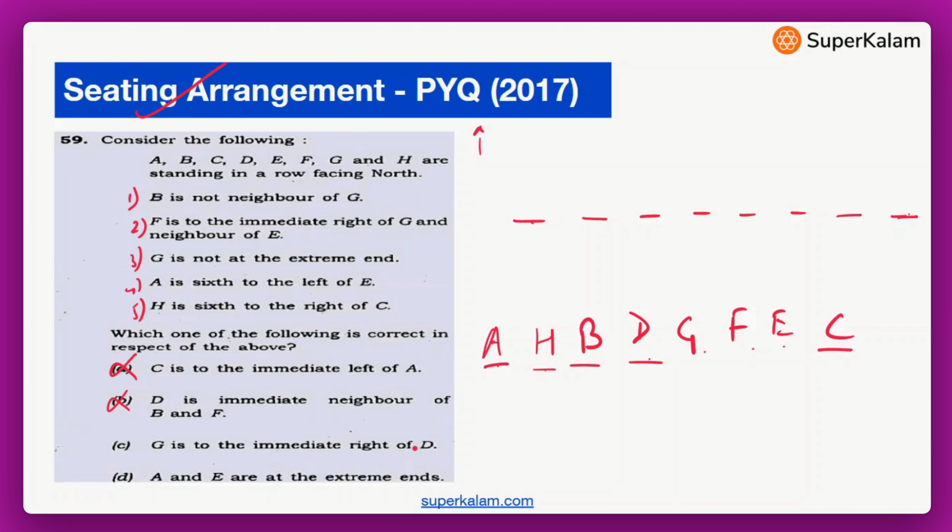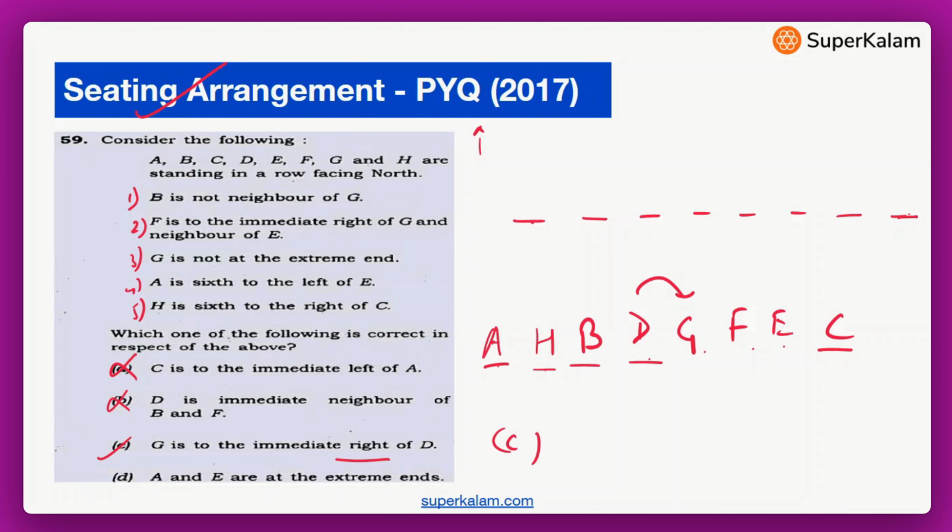G is to the immediate right of D. If we take D, yes, G is on the immediate right of D. This is right. And A and E are at the extreme ends? No, not at all. A and C are at the extreme ends. So the answer is C. G is to the immediate right of D. To the immediate right of D, there is G. Correct? This is the right option.